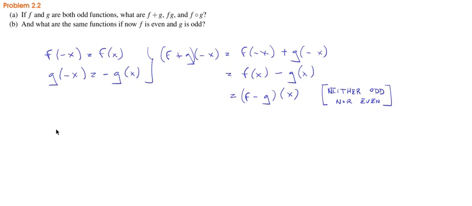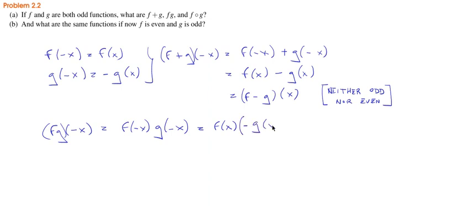Now let's do the product, f times g of minus x. This is f of minus x times g of minus x, and you'll see where this is going. f of minus x is f of x because f is even, and then because g is odd, we have minus, and this is the same as minus fg of x. So now the product is an odd function.